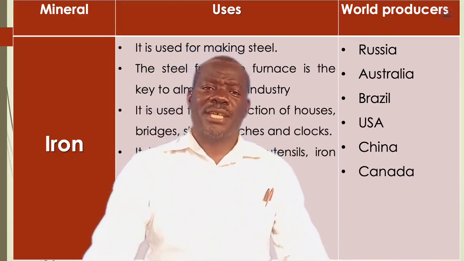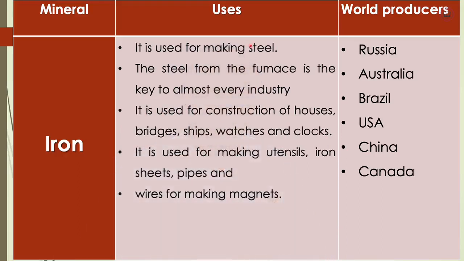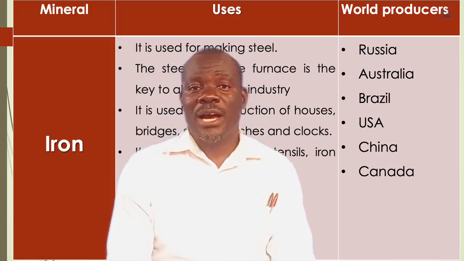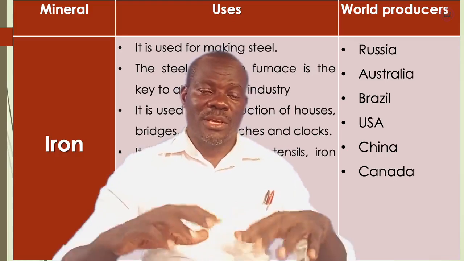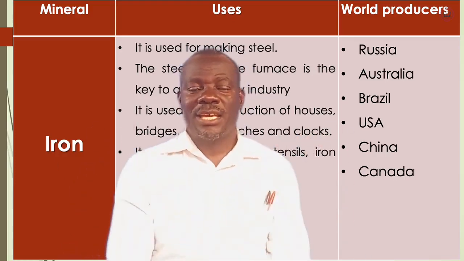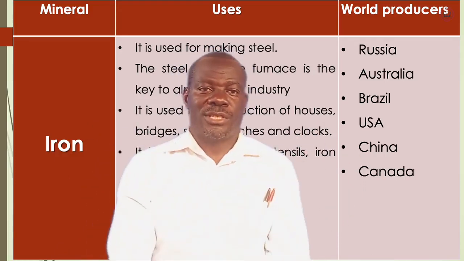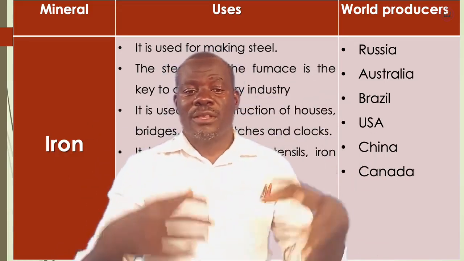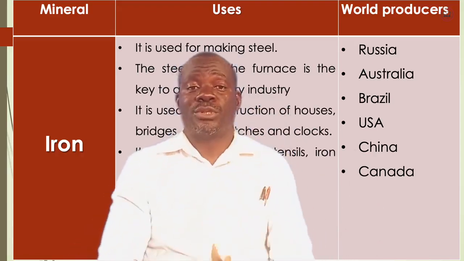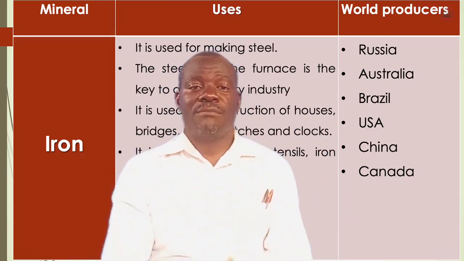But where does this iron come from? Let's look at the countries that produce iron: Russia, Australia, Brazil, USA, China, and Canada. These are the major producers of iron in the world. So they produce for the world and the world uses it. That's why here in Malawi, we don't make iron sheets, we import them. Therefore, these iron sheets come from these countries that produce iron as a mineral.